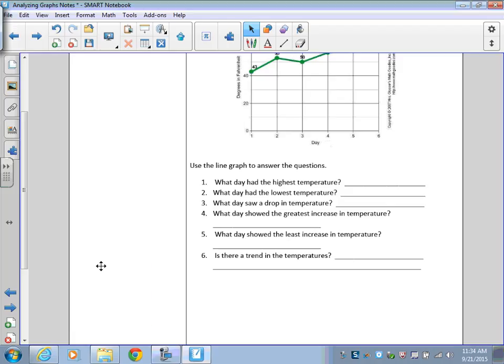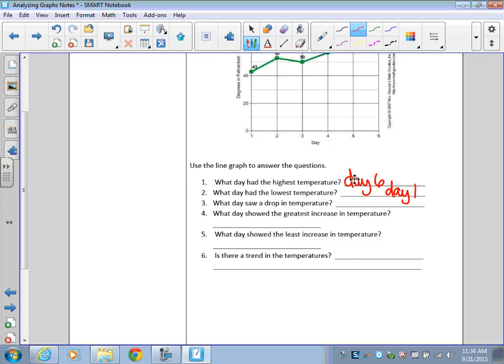So let's go ahead and answer questions 1 through 6. What day has the highest temperature? That's going to be day 6. What day has the lowest temperature? That's going to be day 1. What day saw a drop in temperature? That's going to be day 2, because in day 2, you went from 53 to 50. 53 degrees to 50 degrees. That's that drop.